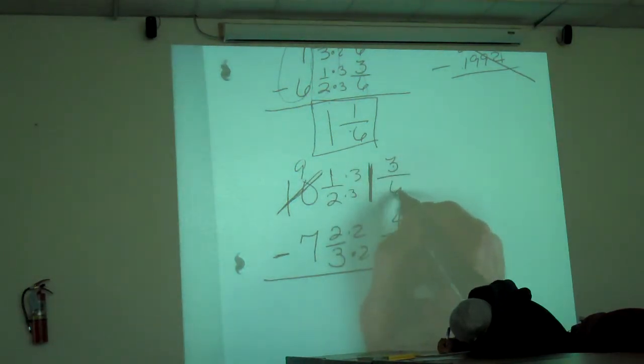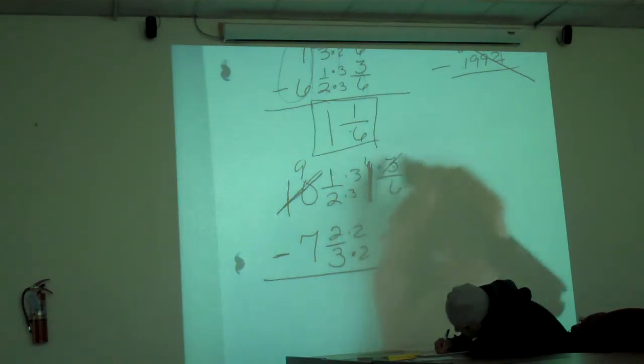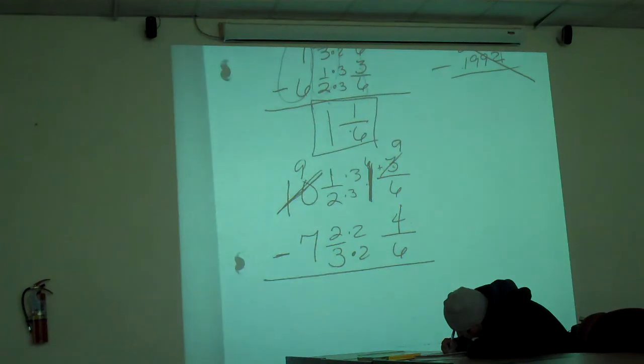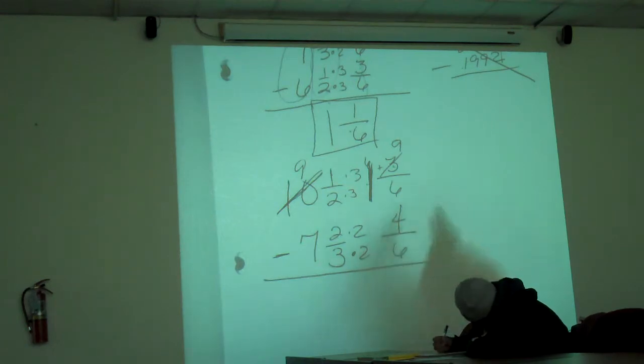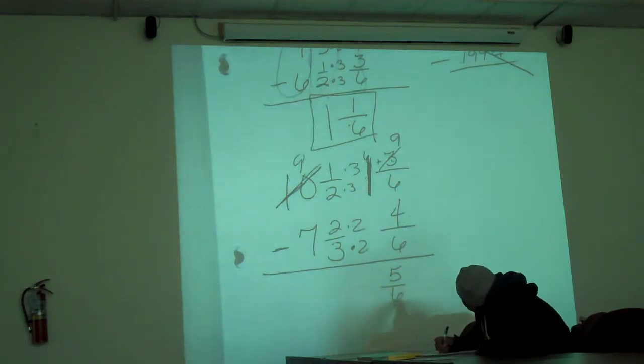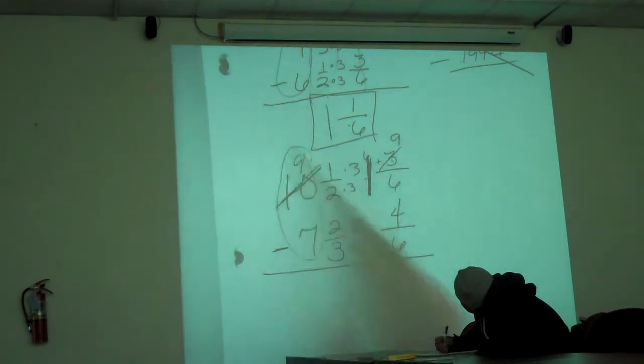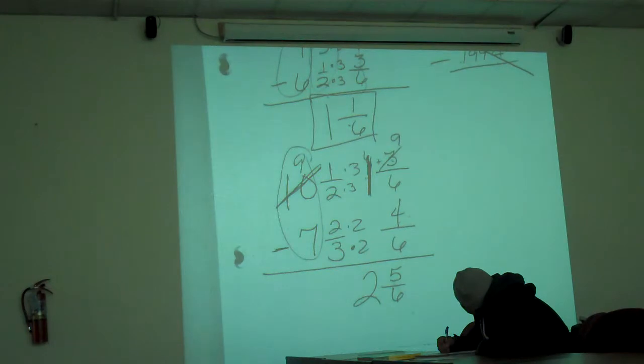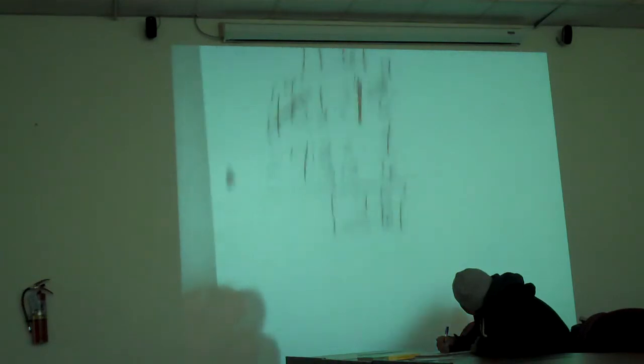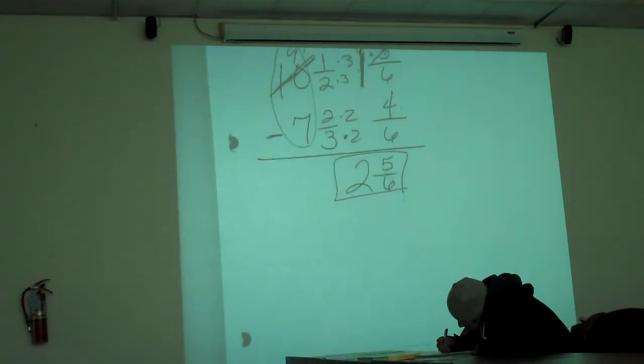Okay, now you go 6 times 1, 6 plus 3. Now you have 9/6. Okay? So 9/6 minus 4/6 is 5/6. And then you can do 9 minus 7 is 2. 2 and 5/6. We should do another one of these, right? Let's practice that one. Okay, we'll do another one.